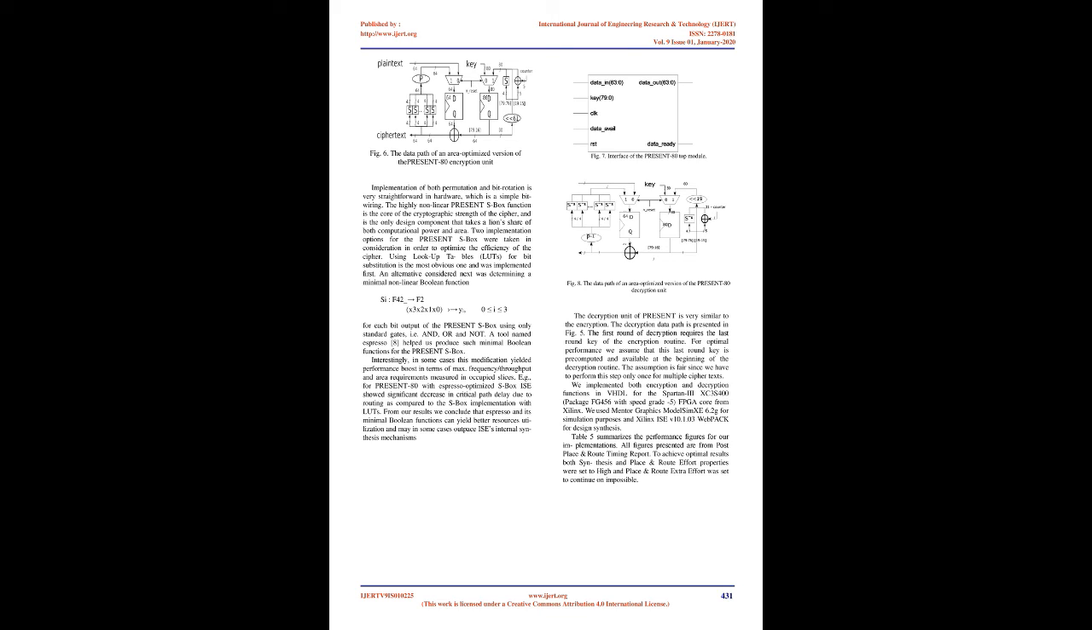Two implementation options for the PRESENT S-box were taken into consideration in order to optimize the efficiency of the cipher. Using lookup tables, LUTs, for bit substitution is the most obvious one and was implemented first. An alternative considered next was determining a minimal nonlinear Boolean function.